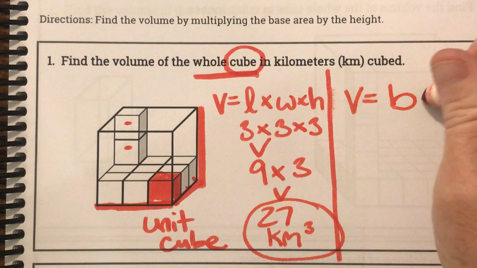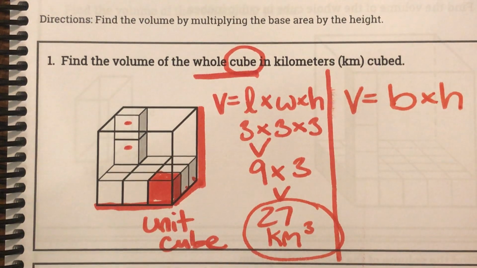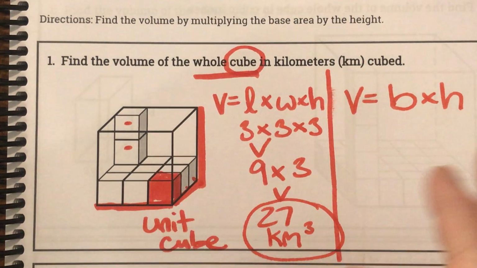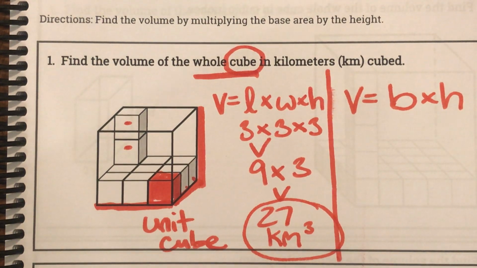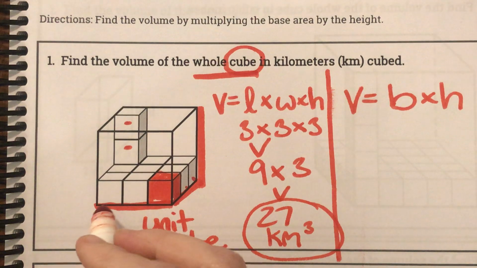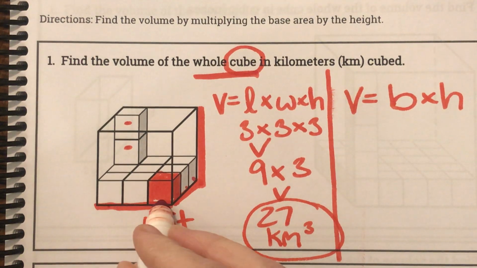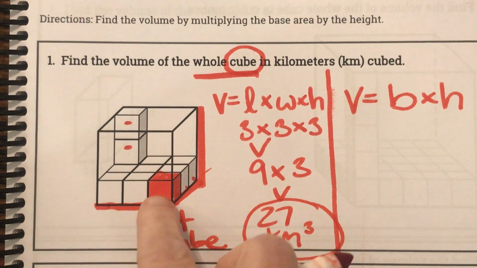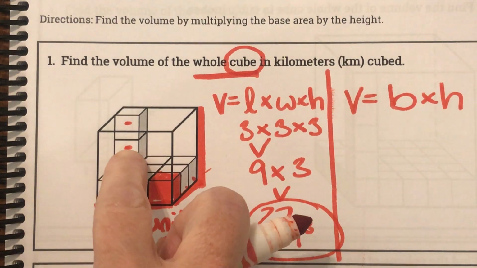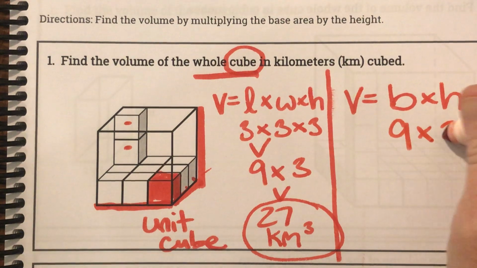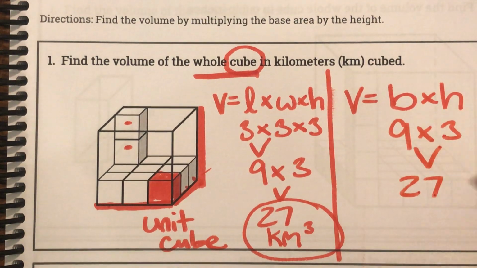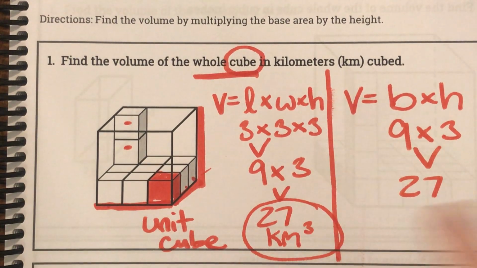Volume equals base times height. Okay, remember base is the whole bottom. So how many is on the bottom? How many of these are on the bottom? Well, I could do a few things. I could multiply my area, which is 3 times 3 to get 9. I could have counted them if I remember that there's one under there, but it's 9, and we already said our height was 3, so I'm also getting 27. So I could say cubic kilometers if I'd like.